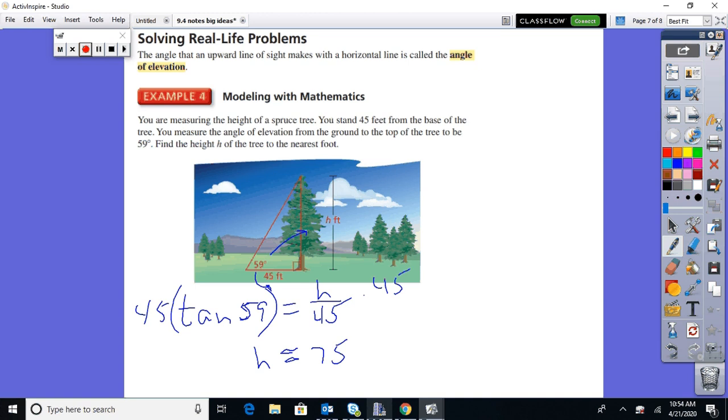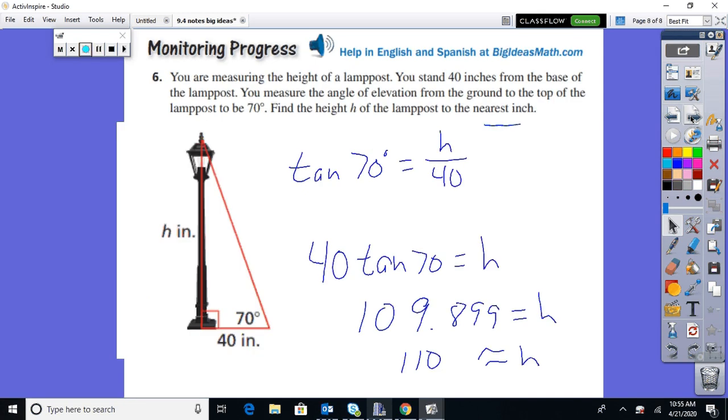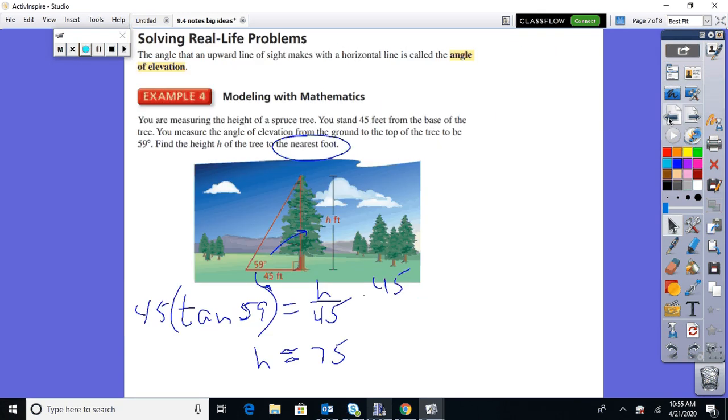All right. So there we go. So watch, sometimes, if you're actually performing a type of problem like this, the nearest foot is fine with you. You just say, how tall is that tree? We're going to do something. We're going to cut it down. We're going to blah, blah, blah, put another one in, whatever. So there you go. Just approximate. All right. Pause your video. Try your monitor progress.